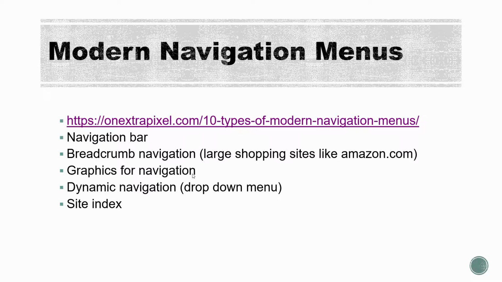Graphics for navigation, that's just using different actual icon buttons for your navigation instead of just having the text. Dynamic navigation would be an example, that would be a drop-down menu. And then a lot of times it can be really helpful to include a site index so that people can use wayfinding in order to figure their way around.